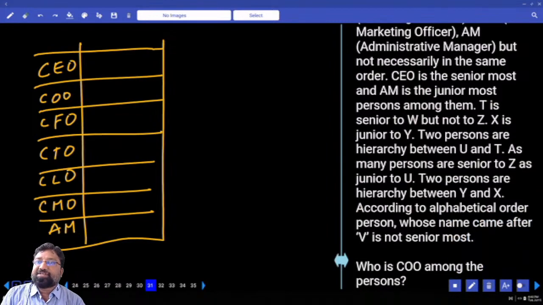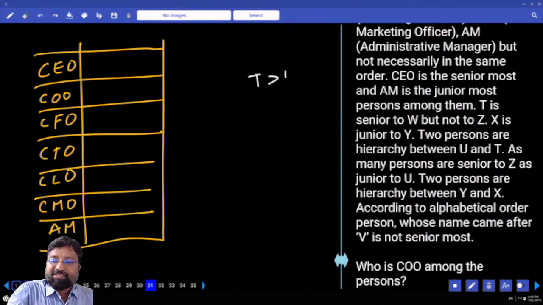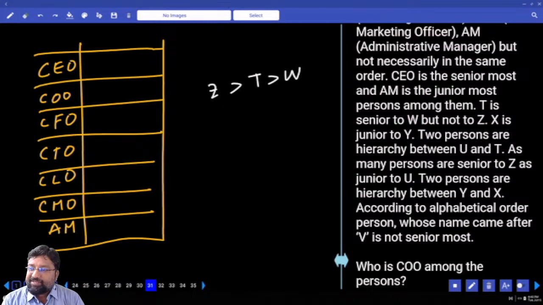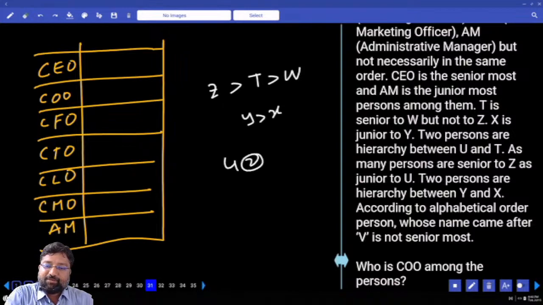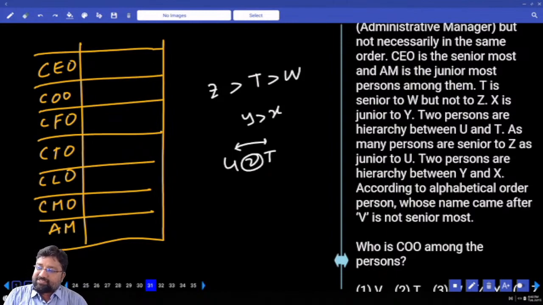T is senior to W but not to Z. X is junior to Y. Only two persons are between U and T. Two persons between U and T. As many persons are senior to Z as junior to U.